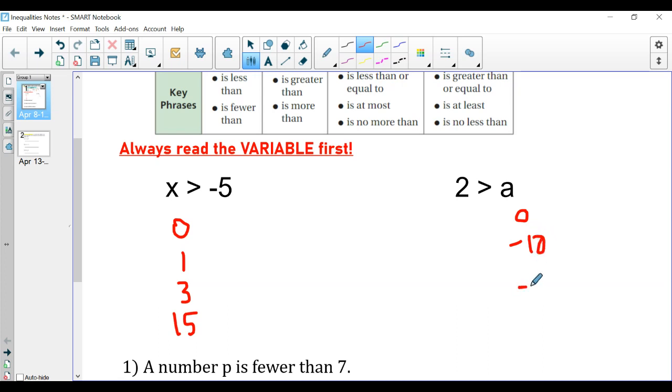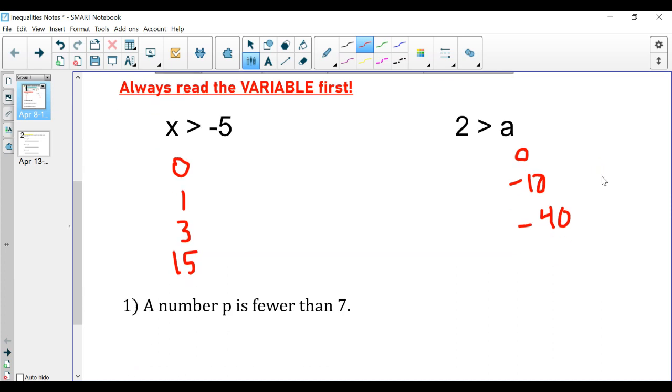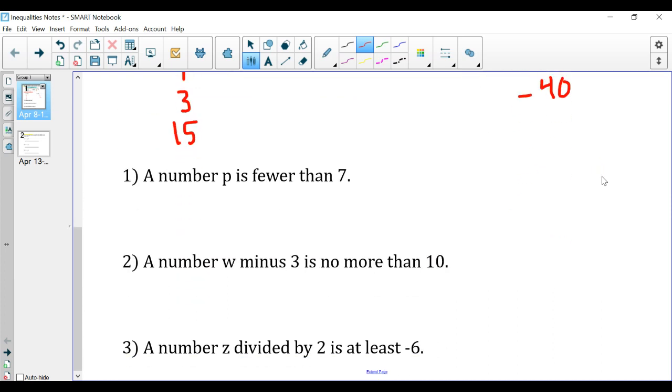It could equal -40. It could equal -1,200. It could equal -1,000,000. Okay, those are all smaller than 2, so they would all work. So understanding that it's a set of numbers, it's not just one number. A solution to an inequality is tons and tons of numbers, infinitely many. Okay, so it's going to be important when we come to the graphing.